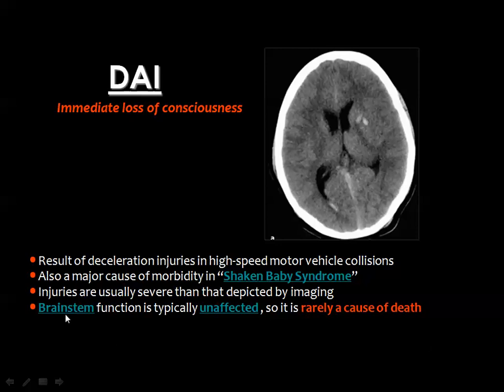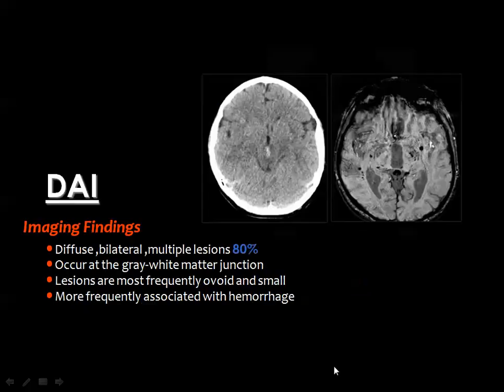The injuries are usually more severe than that depicted by imaging. The clinical picture does not correspond to the minor changes seen in imaging. The brainstem function is unaffected in these cases, so diffuse axonal injury is not, or is rarely, a cause of death. And this is the difference between CT and MRI.